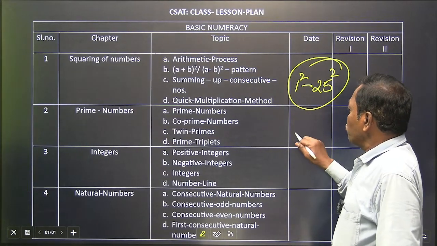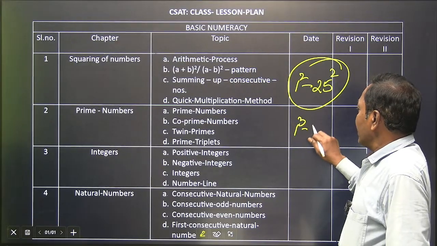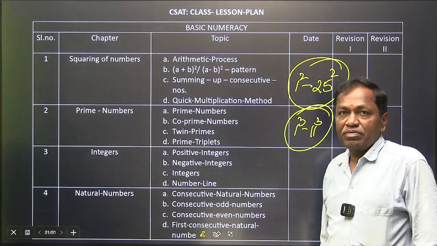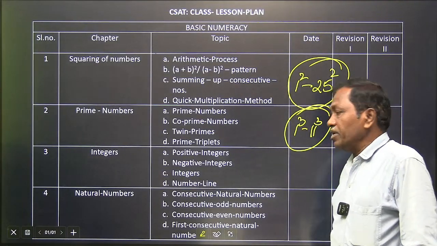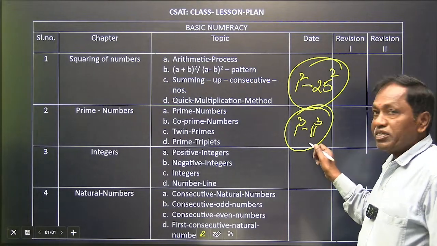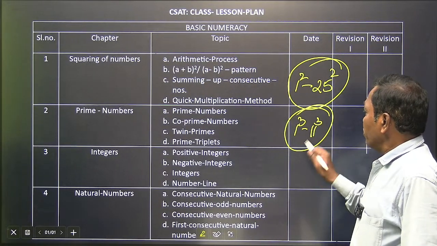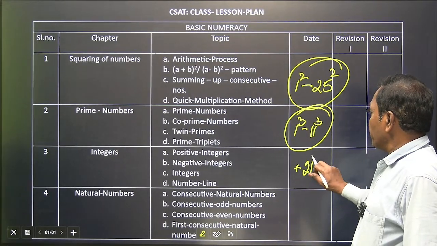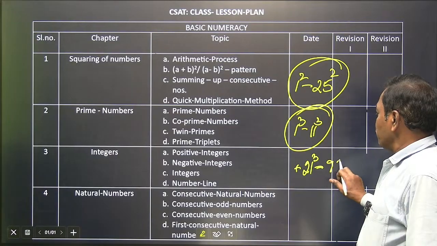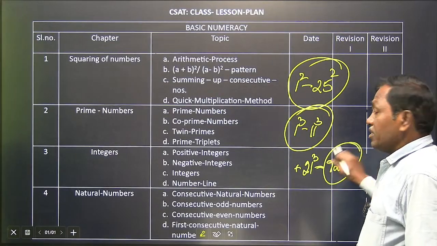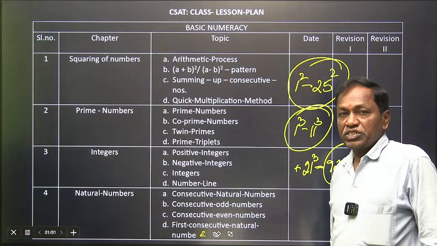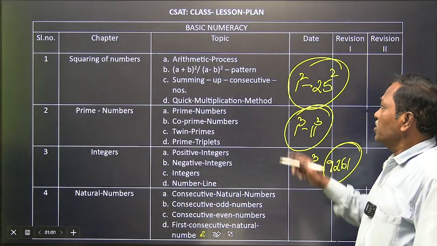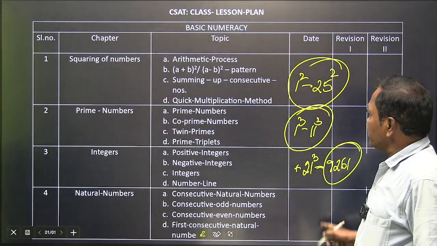Next, cubes. 1 cube to 11 cube is required, because questions in number series, mathematical operations, and divisibility rules use them. Apart from this, you need to know 21 cube, which is 9261, because of appreciation, depreciation, population growth, and compound interest. The same formula will be used. So that is how much squaring of numbers is required.